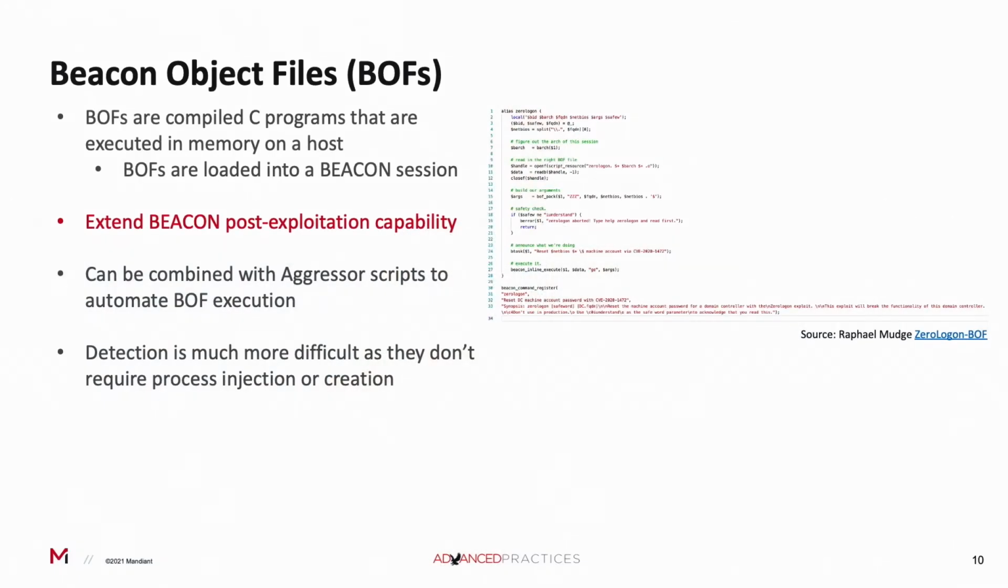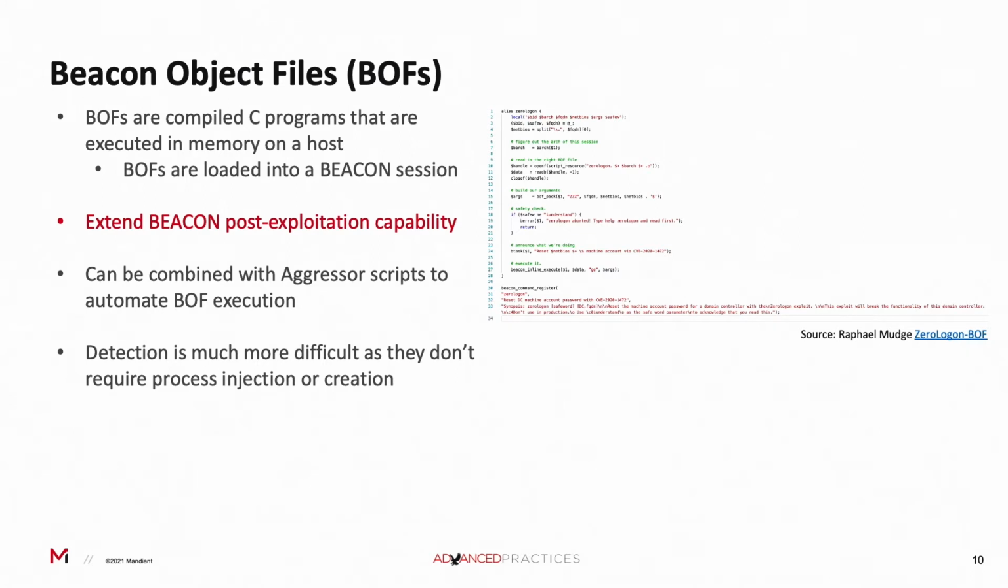But again, these aren't really adding new functions. They're allowing you to automate functions, but you're basically working within the constraints of Cobalt Strike at this point. So if you wanted to extend the capabilities of Cobalt Strike or Beacon, what you'd want to use is Beacon object files. And Beacon object files are pretty awesome because they are compiled C programs that are loaded into memory on the actual Beacon session. So as opposed to the client with aggressor scripts, these are actually loaded into the actual Beacon payload that's running in memory on an endpoint.